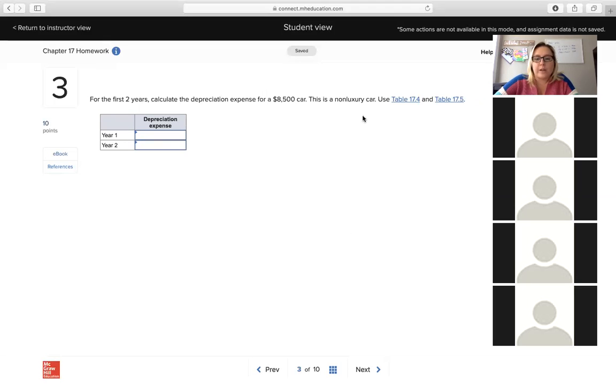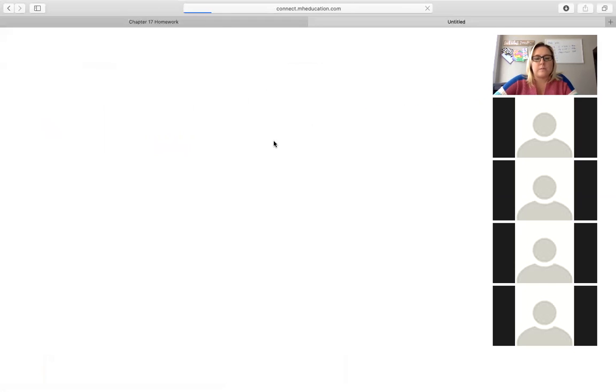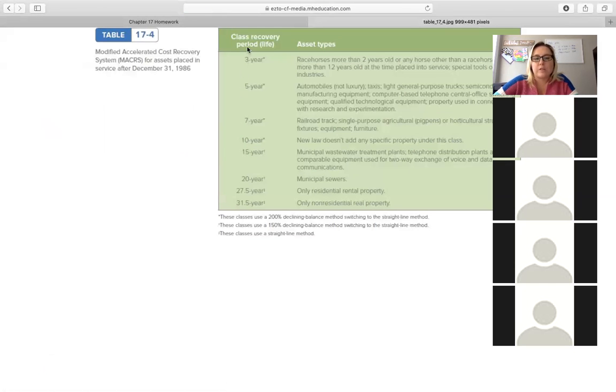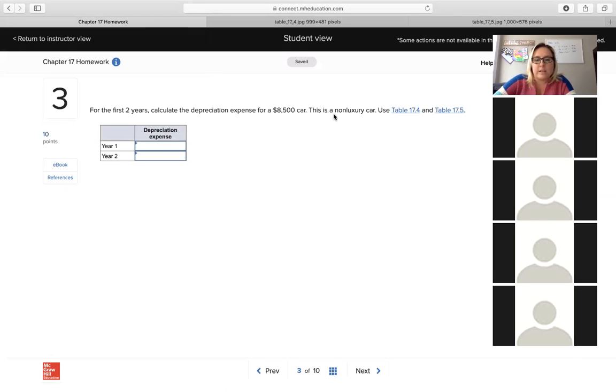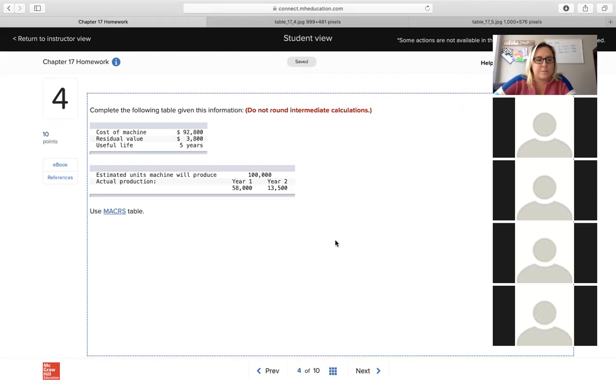Your problem 3, click on these tables and figure out which class life it is. And then once you determine the class life, turn here and use these numbers as your amount of depreciation to take per year. And make sure, notice it says it's a non-luxury car. That's important.